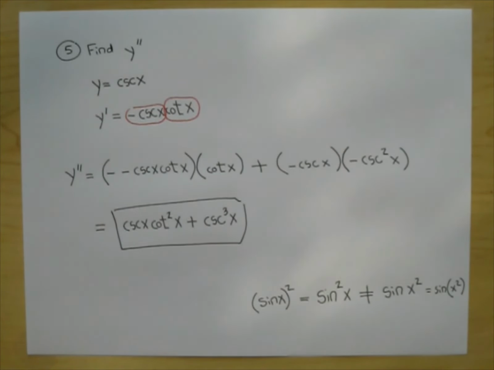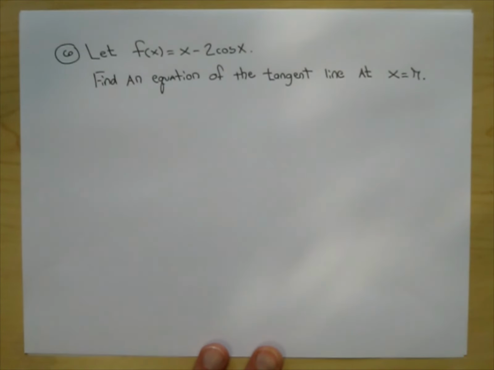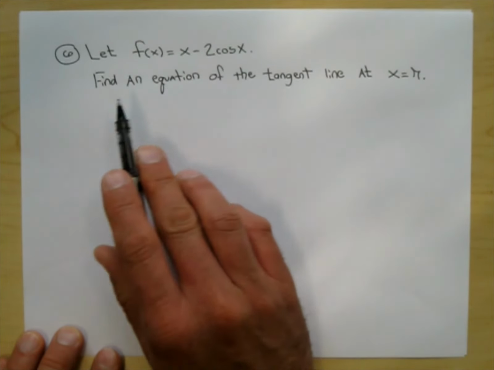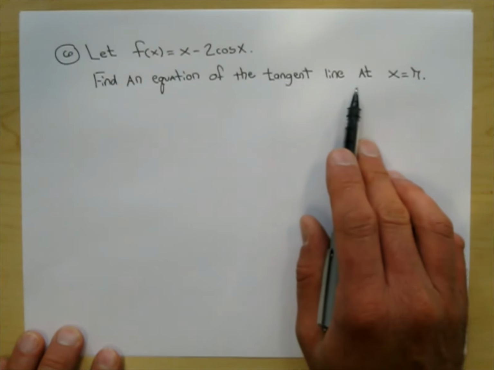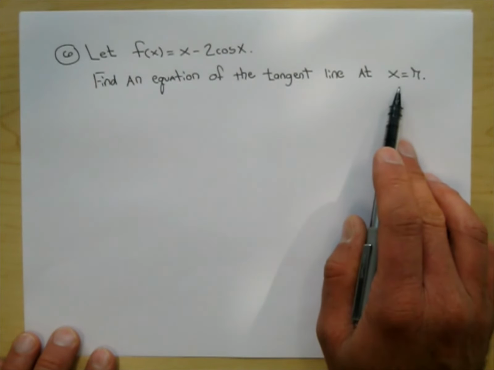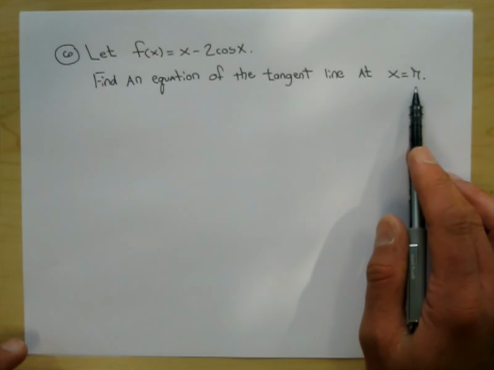Let's go ahead and do another problem. Our next problem is a little different than the last one. It's problem number 6. Let f of x equal x minus 2 cosine x. Find an equation of the tangent line at x equals pi. Wow, this is crazy because it has trig in it and it has x values of pi instead of nice numbers like 7.